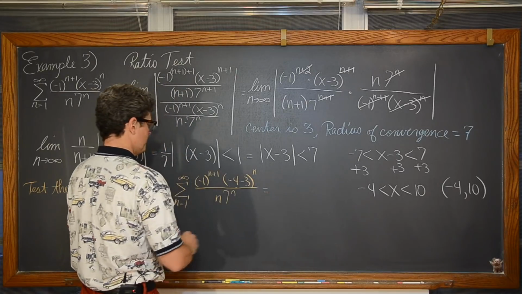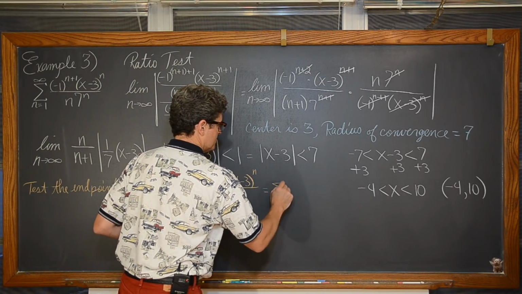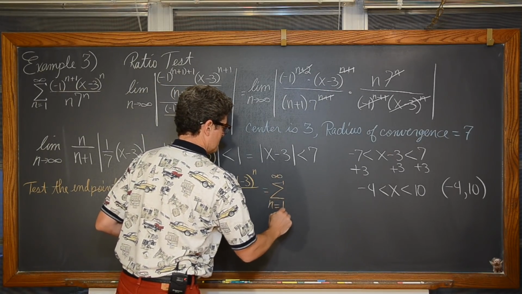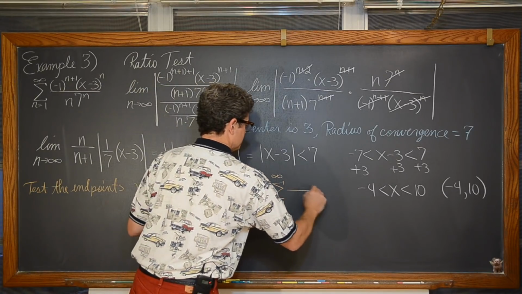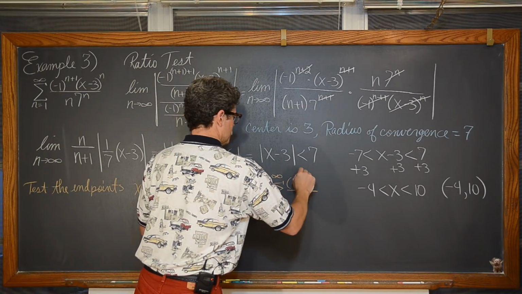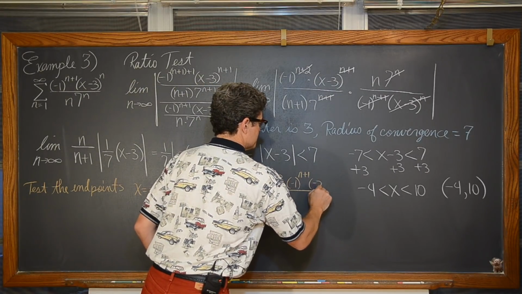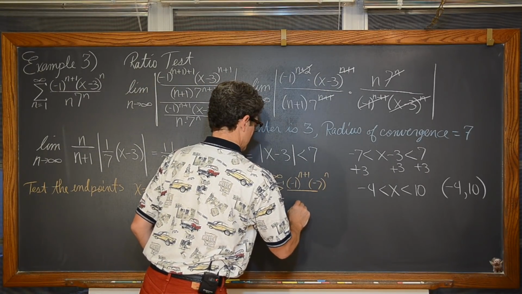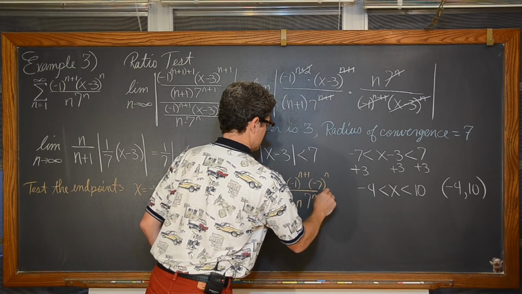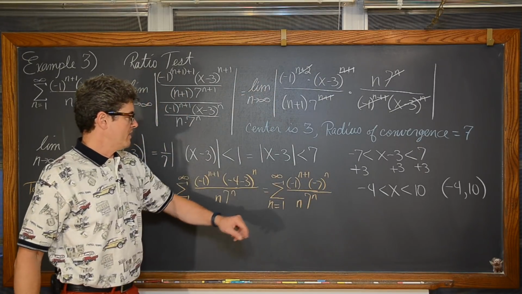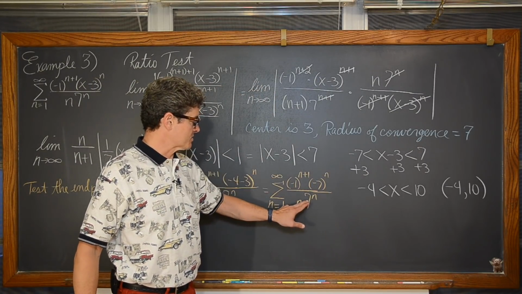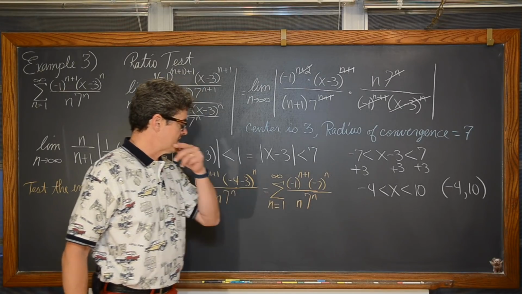We have the series -1 to the n plus 1. -4 minus 3, of course, is -7 to the n. And we have n here with a 7 to the n power. So we have a -7 to the n, and in our denominator we have +7 to the n.